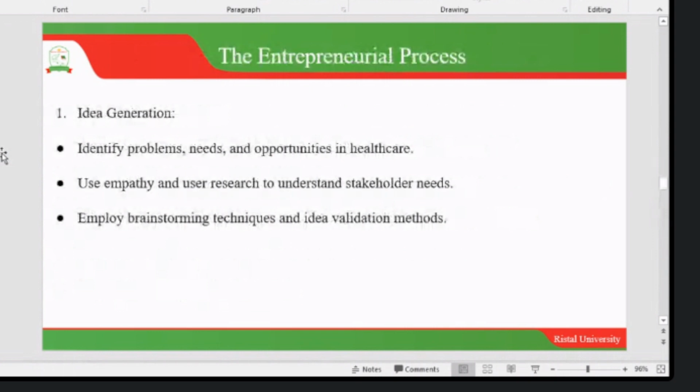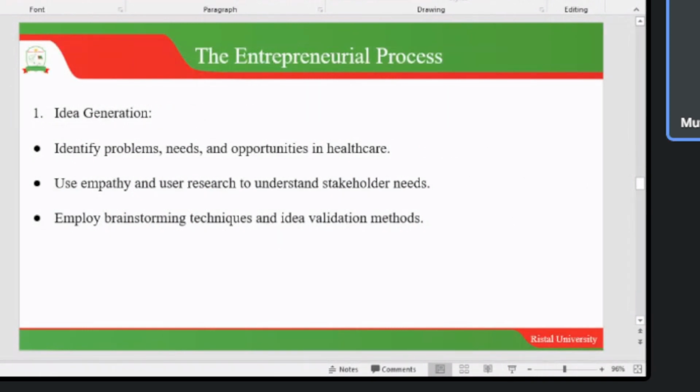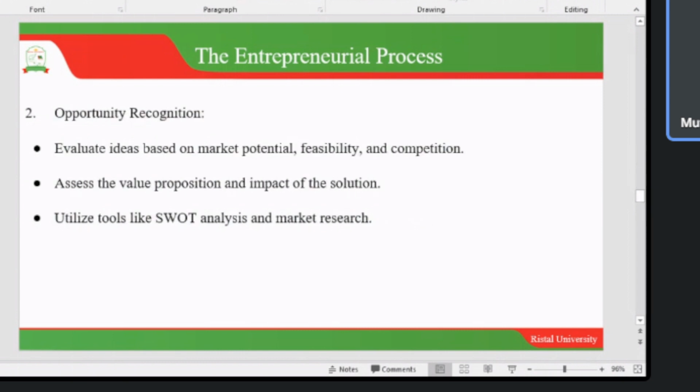So in idea generation, we look at issues of identifying problems, needs, and opportunities in the healthcare. We also look at using empathy and user research to understand stakeholder needs. So you put yourself in the shoes of these people to whom you're going to deliver this healthcare solution. Then the other step in idea generation is to employ brainstorming techniques and idea validation methods so that you can come up with a good idea that addresses the needs and opportunities in the healthcare sector.